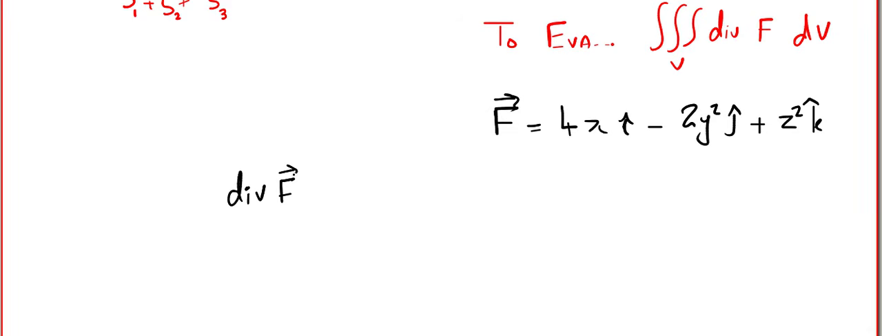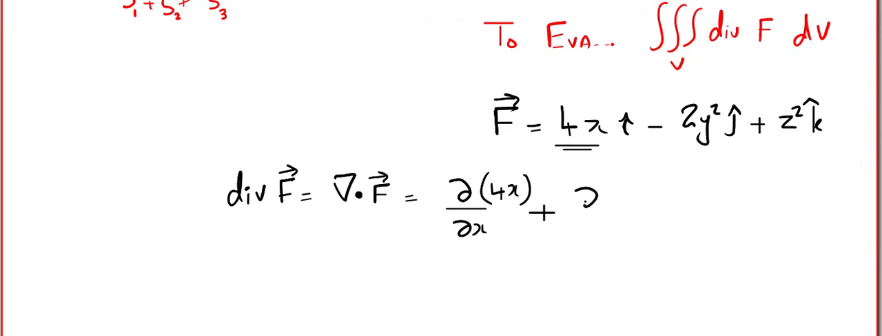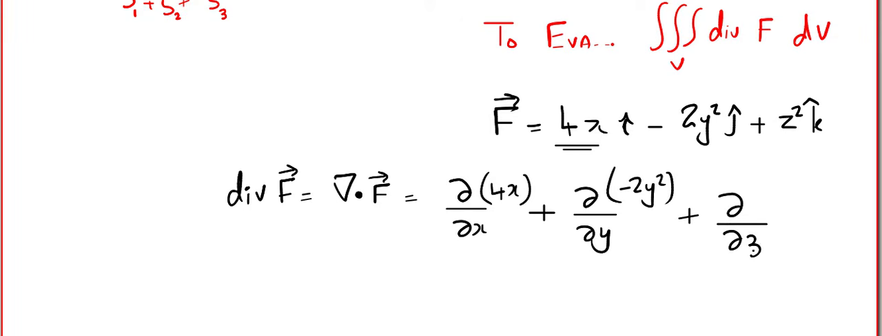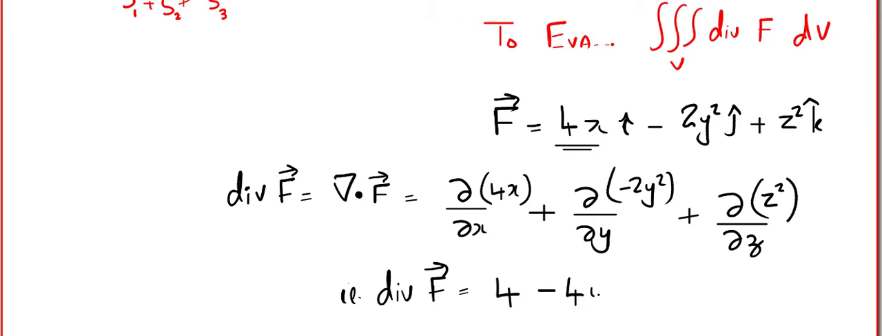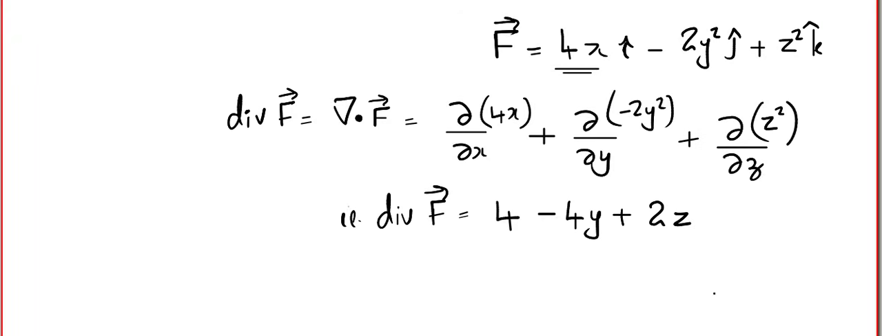Divergence means del dot F: the partial derivative with respect to x of the i component, plus the partial derivative with respect to y of the j component, plus the partial derivative with respect to z of the k component. That gives us divergence of F is equal to, I am sure you are good at differentiation, 4 minus 4y plus 2z.